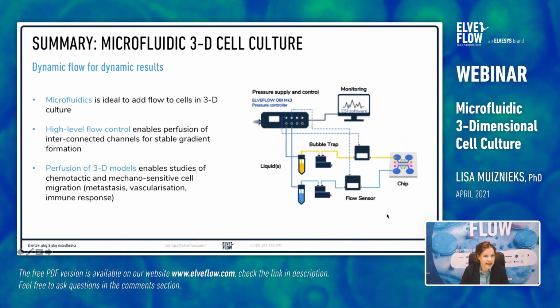So these examples illustrate some exciting advances in cell and tissue models, realized in part due to the added dimensionality brought by 3D microfluidic cultures. So in summary, microfluidics is ideal to add flow to cells in 3D culture. High-level flow control using the OB1 pressure-driven flow controller and flow sensors with precision feedback enables perfusion of interconnected channels for generating molecular gradients and models of interstitial flow.